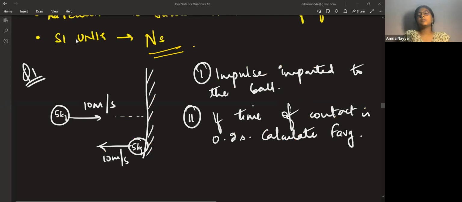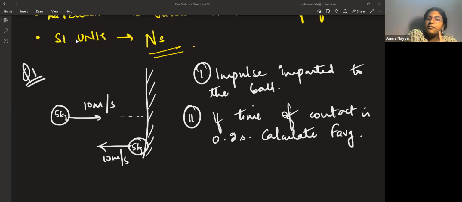See, this question says a ball has struck the mirror. 5 kg is the mass of the ball with a velocity of 10 meter per second. When it comes in contact, it rebounds, right? It comes in contact and it rebounds, bouncing of the ball. So the direction of velocity changes. That's why we have to be careful. We have to find out impulse and time. If time of contact is given, we have to find out average force.